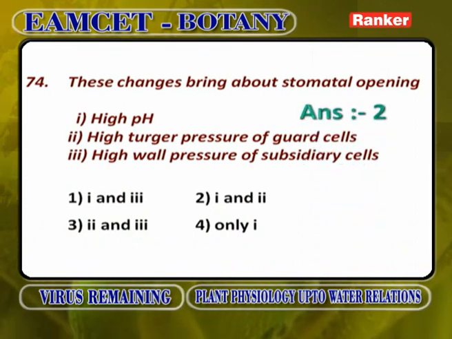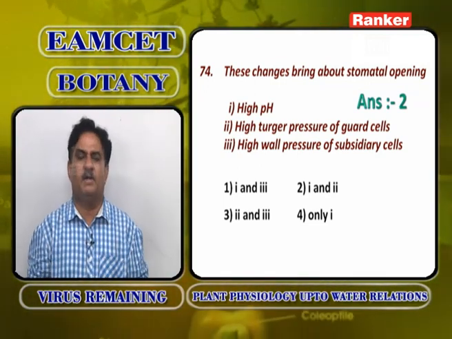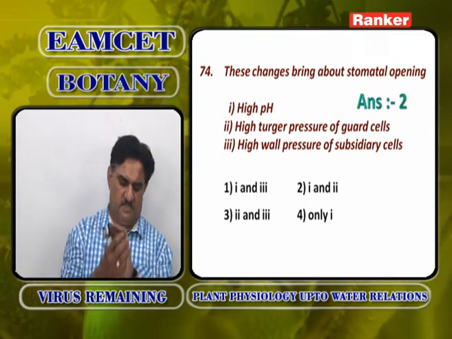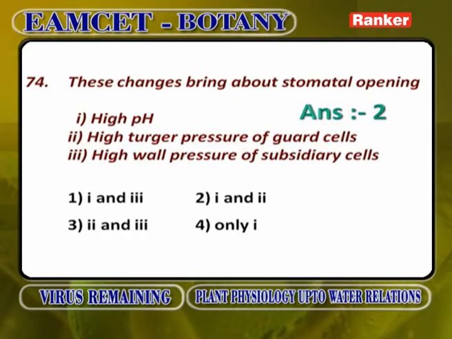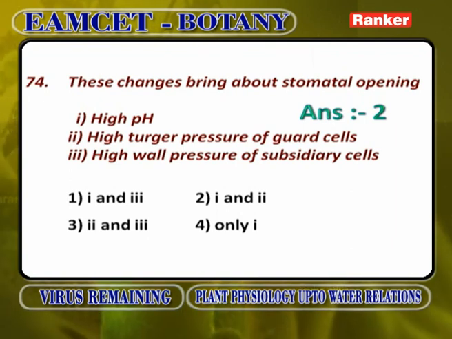These changes bring out stomatal opening. 1, high pH. High pH means acidity is less, concentration is more, water potential is less. Water potential is less in the guard cells, while in the surrounding cells water potential is more and concentration is less, so water enters the guard cells. So, high pH will be correct. High turgor pressure of guard cells: whenever water enters the guard cells, turgor pressure increases and osmotic pressure decreases. So, high turgor pressure in guard cells is also correct. So, answer is the second one, 1 and 2. High wall pressure of subsidiary cells is wrong. High pH and high turgor pressure in guard cells ultimately lead to stomatal opening.